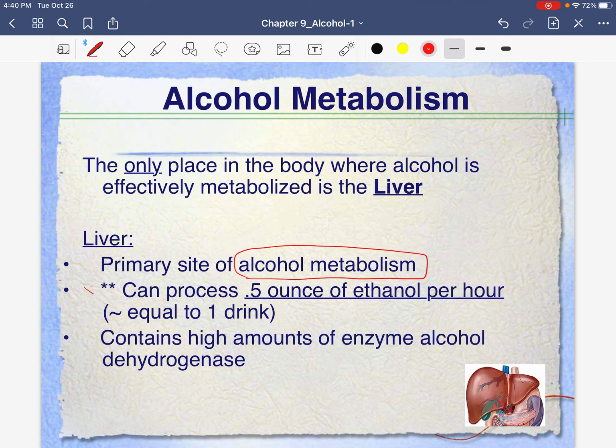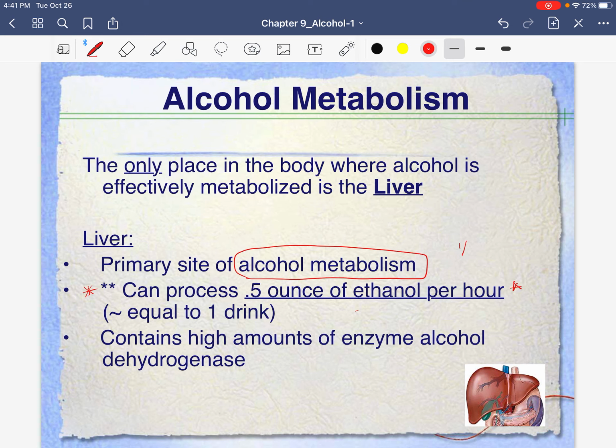So we've actually studied this, right? And we can say that the average liver is able to process or fully metabolize, keep up with metabolizing what's brought in, 0.5 ounces of ethanol per hour. This was equal to one drink.